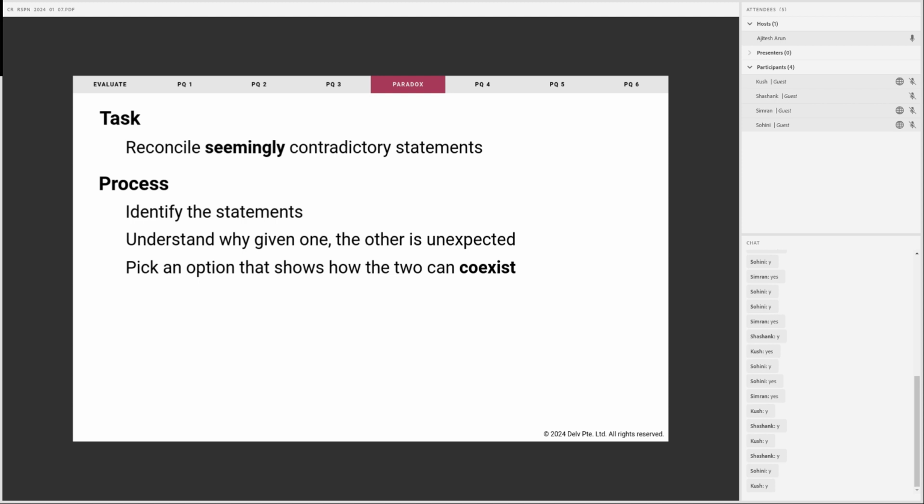Quick check. Let me have a yes on this before we move to the next practice question.